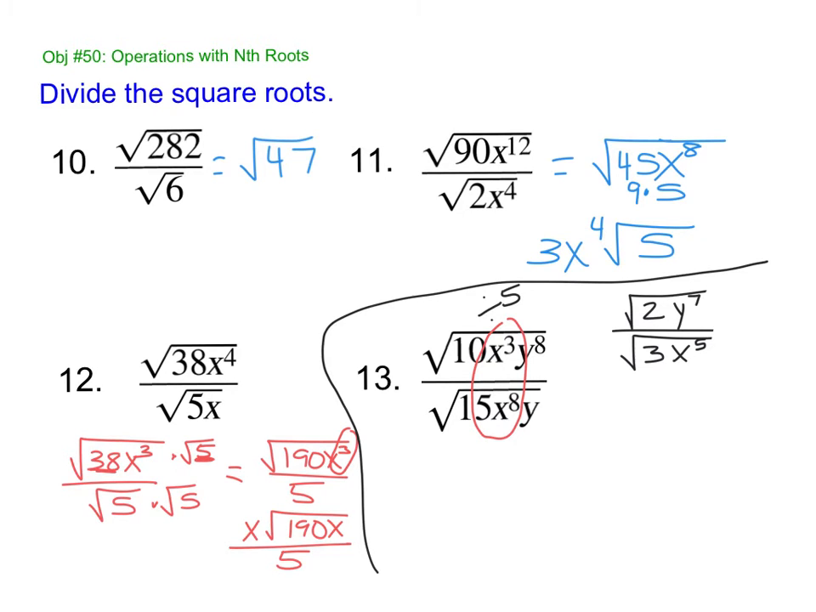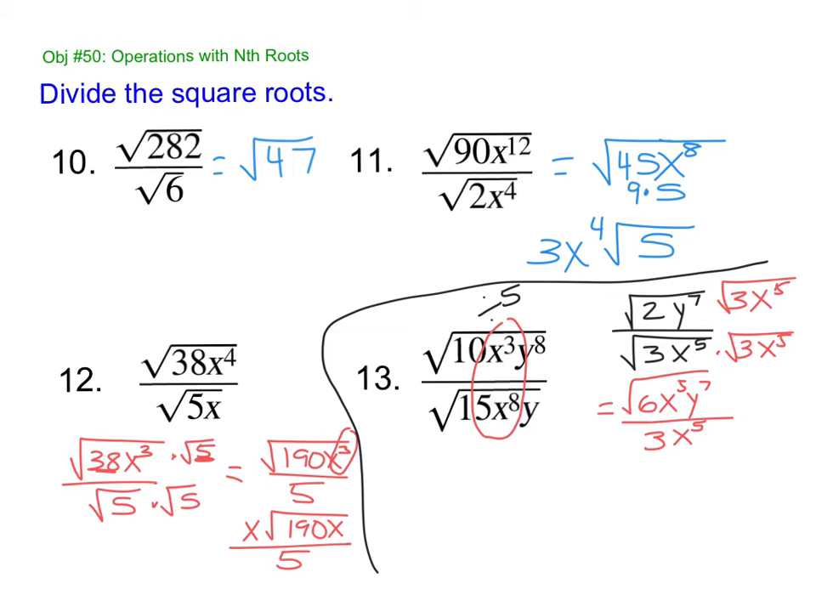Now, like before, I don't want a root in the bottom, but I can't divide anymore. So we're going to rationalize. We're going to multiply by that bottom. So times root 3x to the 5th. Multiply that, and I get root 6x to the 5th, y to the 7th, over 3x to the 5th. Ooh, I forgot my root.